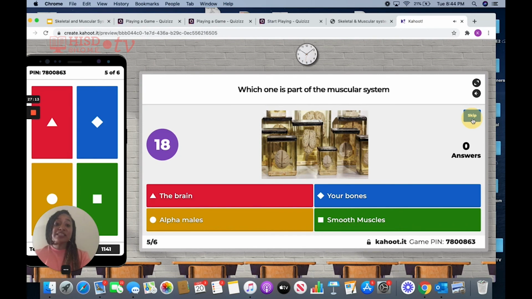Which one is part of the muscular system? The brain, alpha males, your bones, or smooth muscles? So which one is part of the muscular system? Any ideas? Smooth muscle?